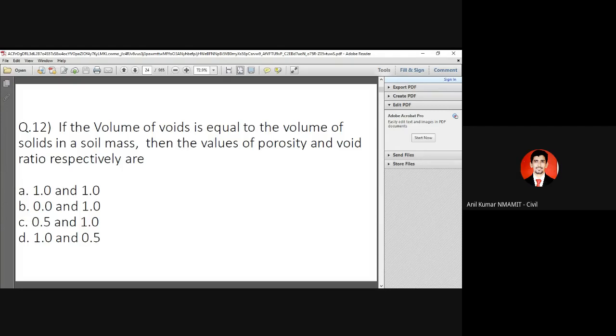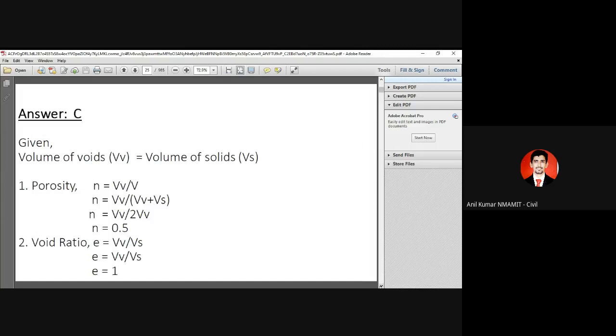Okay, fine. So this is how it has been done. So the answer is, you can see the solution. One method how we can do is, porosity n is equal to Vv, so Vv is equal to Vs. So it is 2 times of Vs or 2 times of Vv, whatever it is. Bottom is e is equal to Vv by Vs. Vv by Vs is equal to 1, because Vs is also equal to Vv.